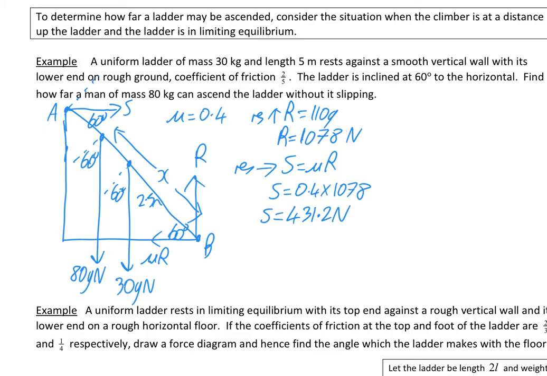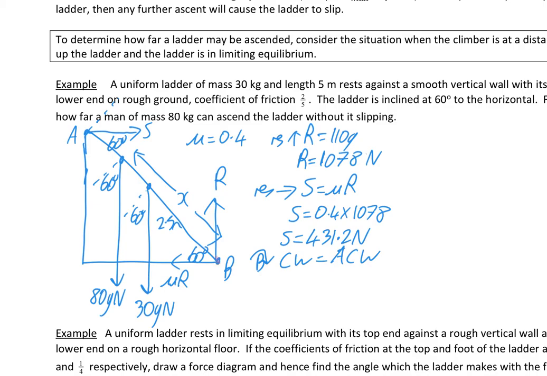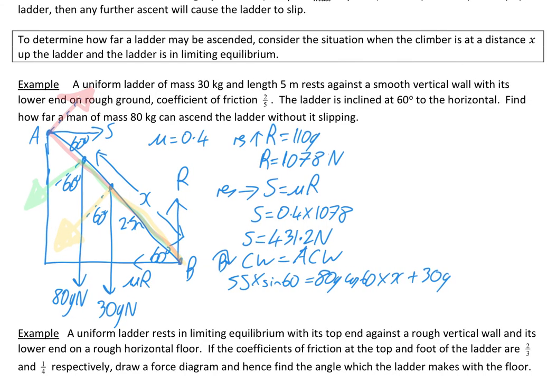Okay, and the only other thing we've got to do then is take moments, and again we're going to take moments about B. Clockwise equal to anti-clockwise. I'm squeezing this in, apologies. So what we've got going clockwise is this, and that's going to be 5 times S times sine of 60. Anti-clockwise, we have got this, and we have got this. Let's write down the X one first. It was 80G, and it's going to be cos 60 times X. And then also we've got 30G, and it's cos 60 again, but it was 2.5 away.